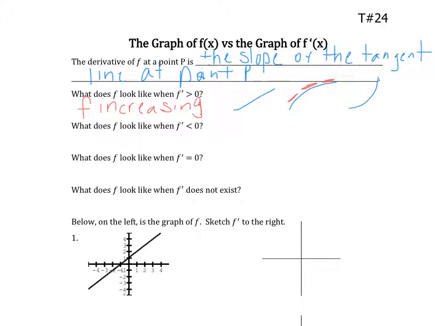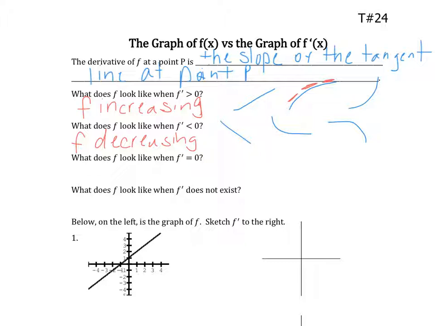And by that same token, you could probably answer the next question. So what would f look like if the derivative was negative? Then f is going to be decreasing. So I have several options. Yes, I could have that. I could have a decreasing function like that, a decreasing function like that, and the derivative would be negative.